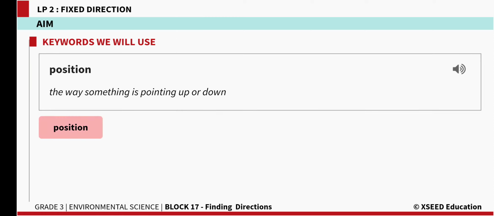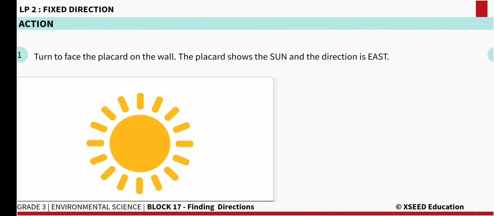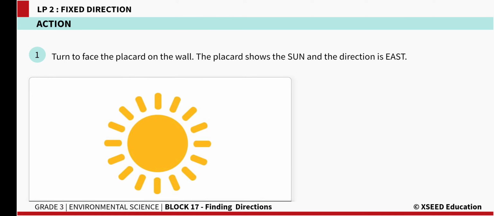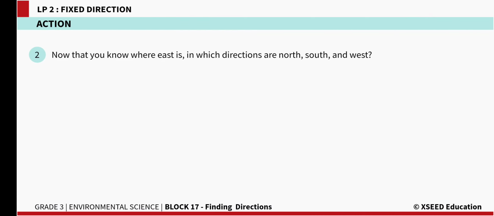The keyword is position. P-O-S-I-T-I-O-N. Position means the way something is pointing up or down. So what you have to do: take one picture of the sun and write down east below it. It means if you are facing the sun, you are facing the east direction, and behind you is the west direction, and on your right side is the south direction, and on your left-hand side is the north direction.